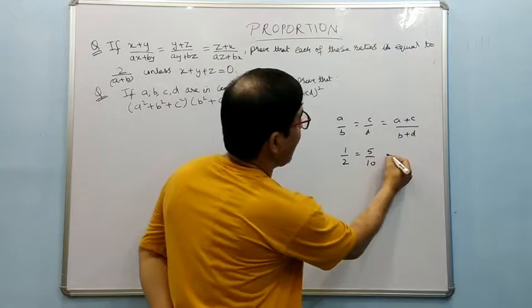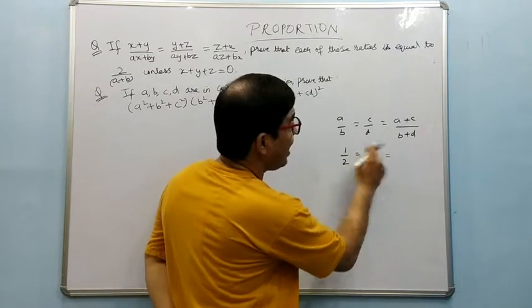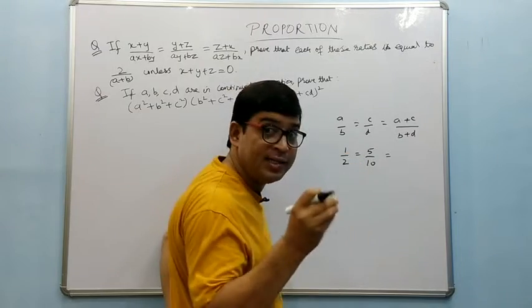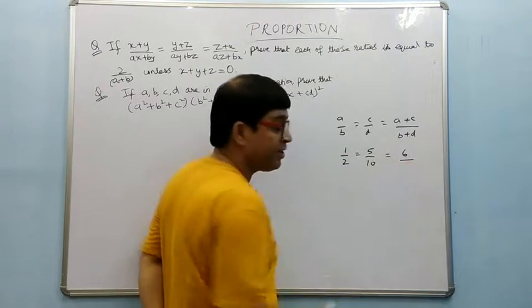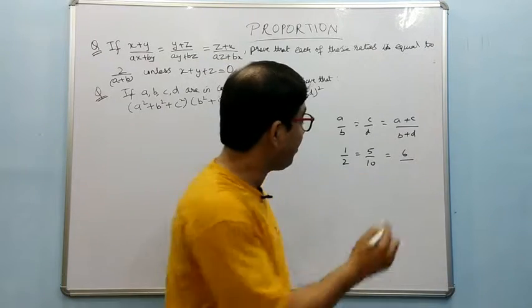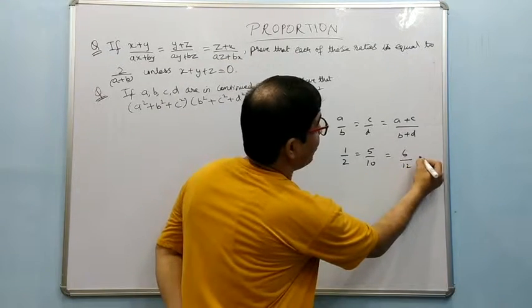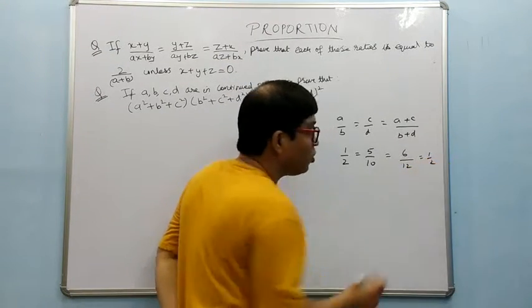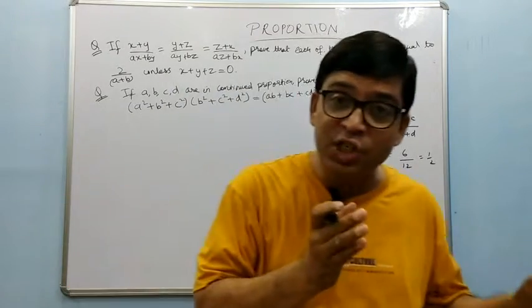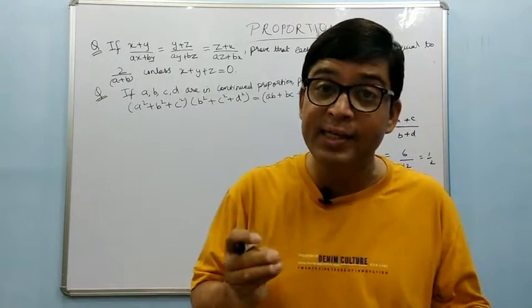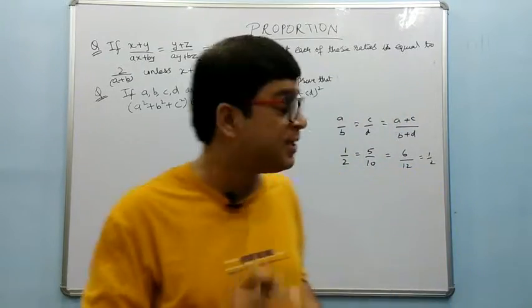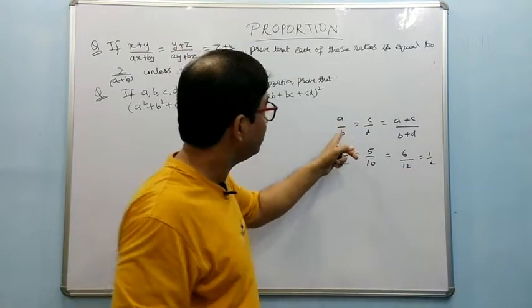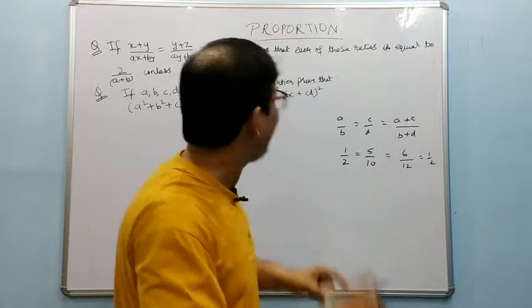Now see what is happening. If I just add the numerator things, that is the sum of antecedents, it is coming out to be 6, and the sum of consequents is coming out to be 12, and which is, we know, 1 by 2. So on adding the antecedents and consequents, we see that the ratio is remaining the same. Okay, so we will follow that property.